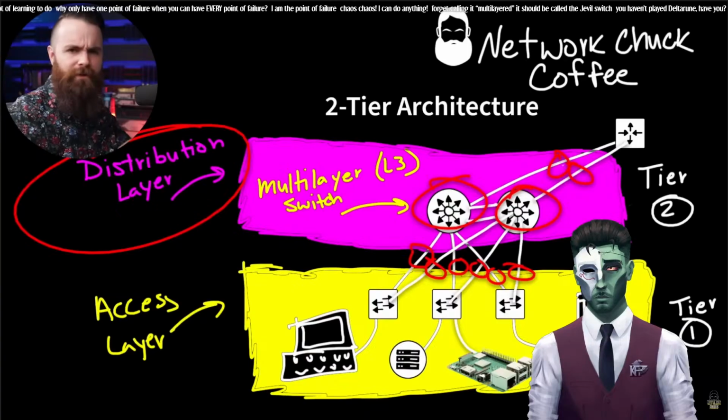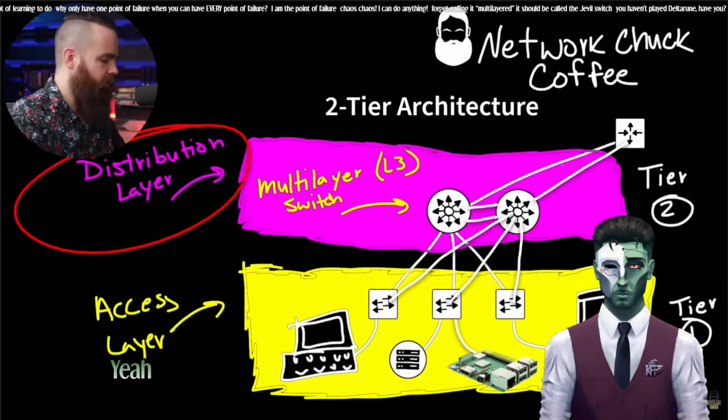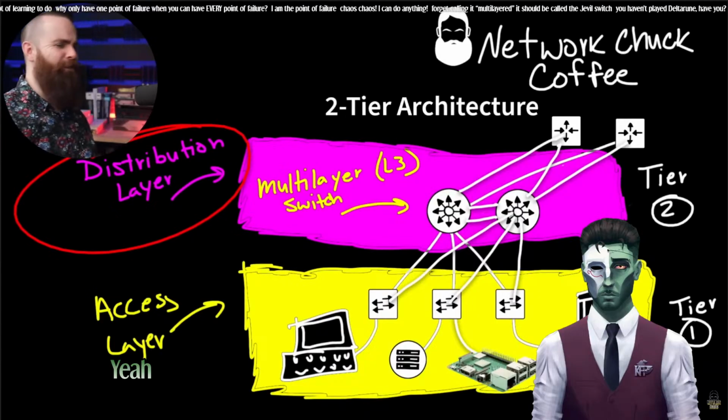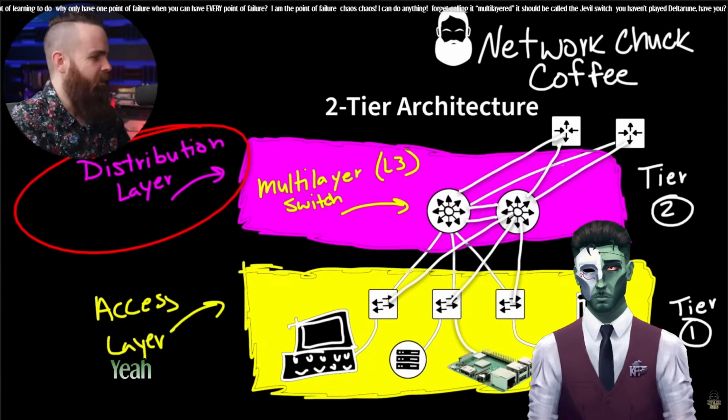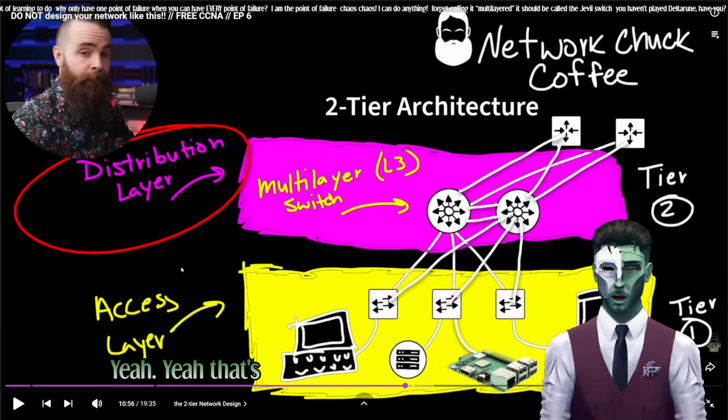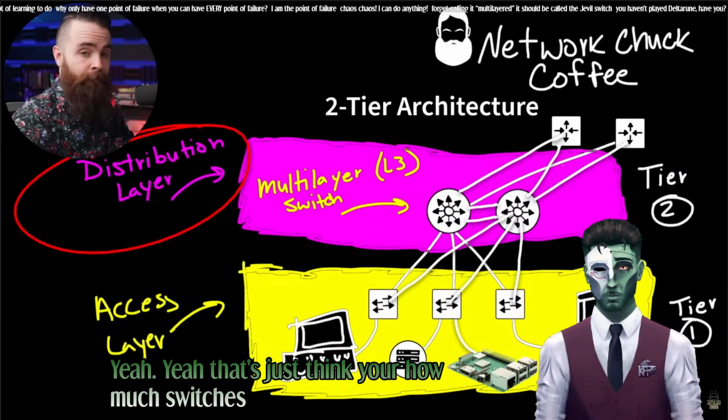But wait, hold on. We still have one router. Can we solve that? Let's solve that right now. Let's put in one more router, and we'll connect both switches to them. Man, look at all that redundancy. It's beautiful. But it's expensive. This is ideal, yeah, but companies aren't willing to pay that. Just think how many switches and routers you need.